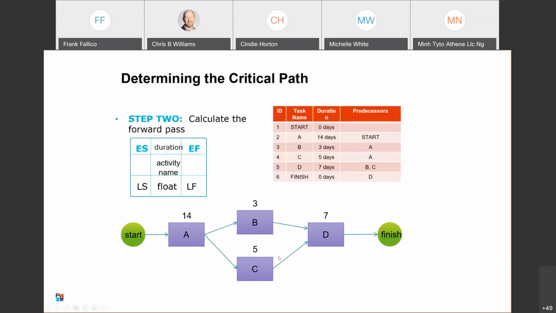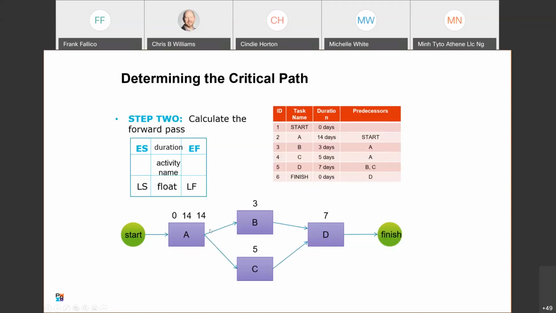Okay. So calculating the forward path is really pretty simple. You're just going to take the duration, and you're going to carry it forward. We start with the zero. The initial task starts at day 0. We have a duration of 14. So our early finish for task A is going to be 14.